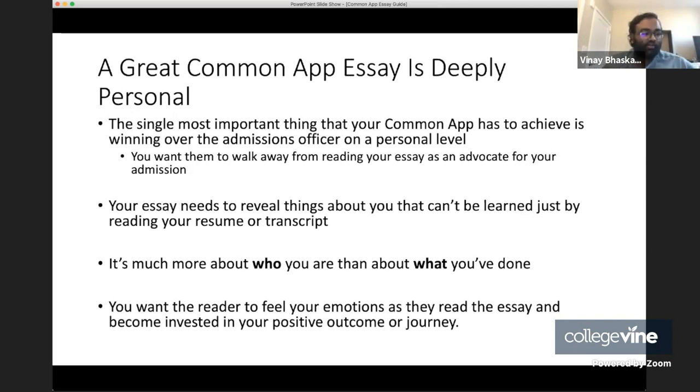To articulate that point a little more clearly, you want the readers to feel your emotions as they read the essay and become invested in your positive outcome or journey. So if, for example, you're writing an essay about your journey with tennis or with music or with debate, you want them to be invested in the idea that you are going to be the champion, or you're going to achieve your goal, or you're going to find something out about yourself. Similarly, if you're writing about how you want to tackle world hunger, you want them to root for A, you to solve world hunger, and B, for world hunger to be solved, and for you to be the person to do it. So you need the admissions officer to be rooting for you actively by the end of your essay.